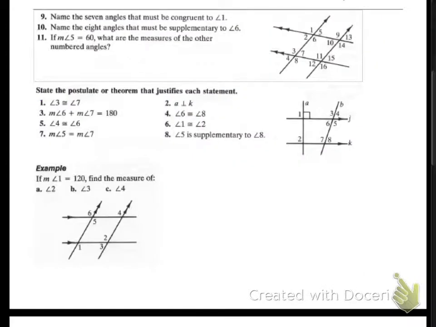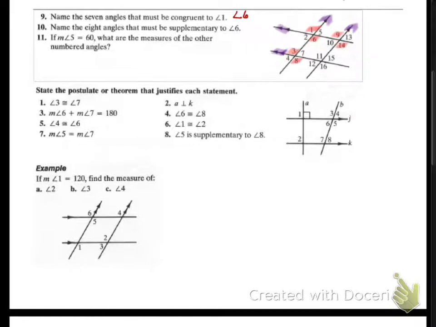Name 7 angles that must be congruent to angle 1. Well, what we have here are 2 pairs of parallel lines. So each of these lines is a transversal for each of the other lines that are connected here. So name the 7 angles that are congruent to angle 1. Well, if you start with angle 1, angle 6 is vertical to it, right? And then what about 9 and 3? Those are both corresponding to angle 1. Also, 9 and 3 are alternate interior to angle 6.